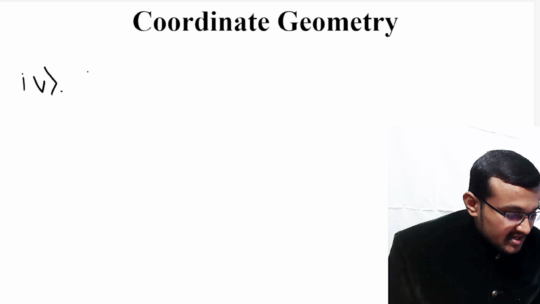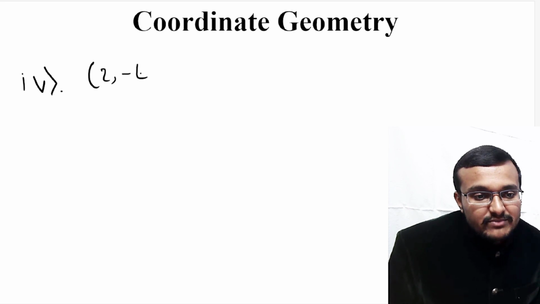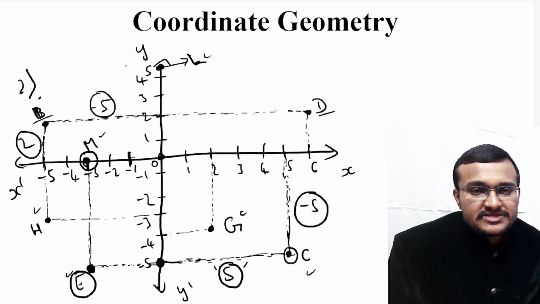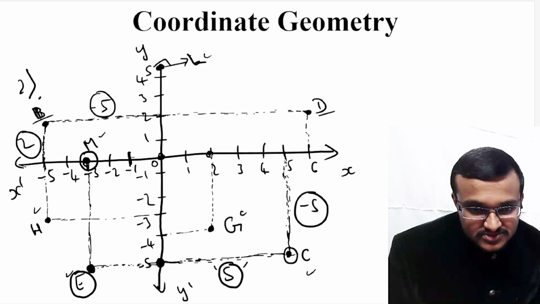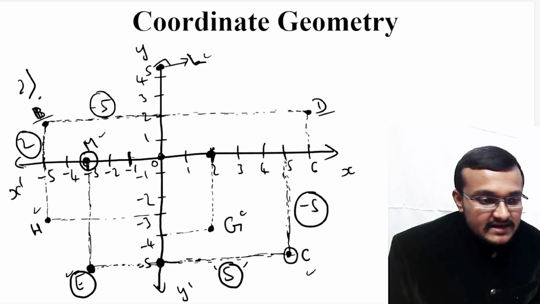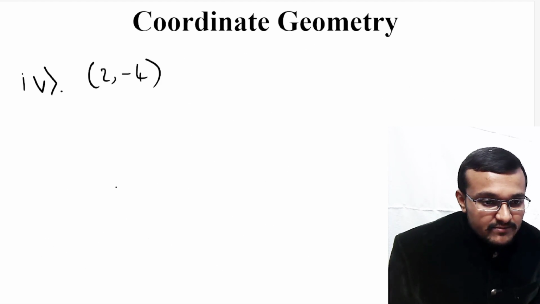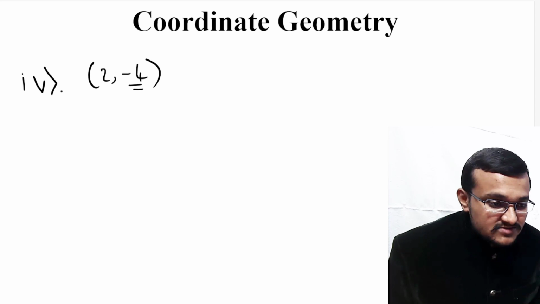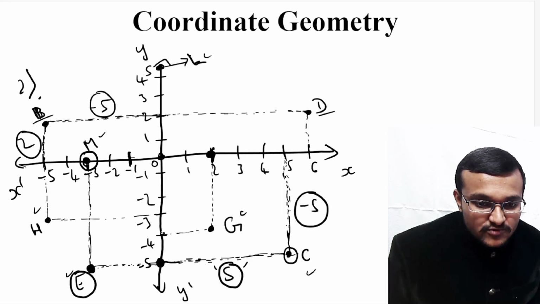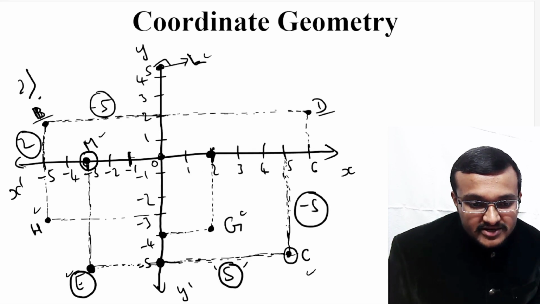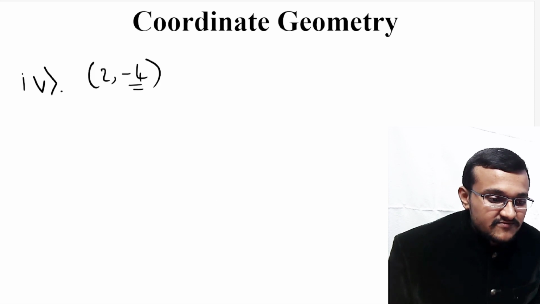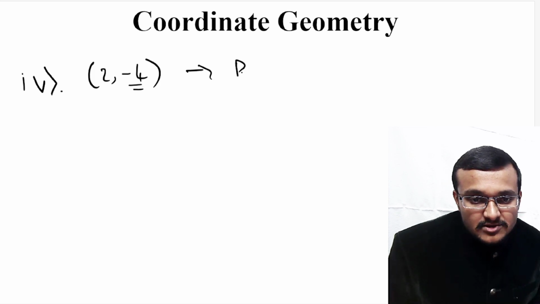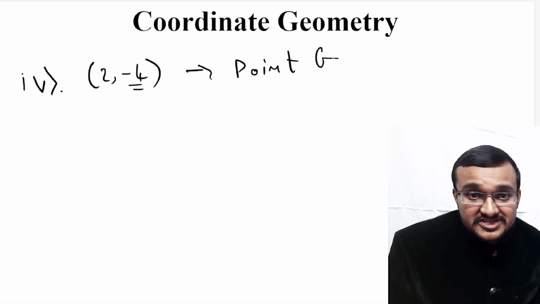Similarly, in the fourth question, you have 2 comma minus 4. Here you have plus 2, that is on the plus x axis. So this is the plus x axis, and you have one more number which is minus 4, that is the y coordinate. So minus 4 is here. If you draw a perpendicular line from minus 4 and plus 2, that will meet somewhere around this point, which is G. So the answer for this fourth question is point G.